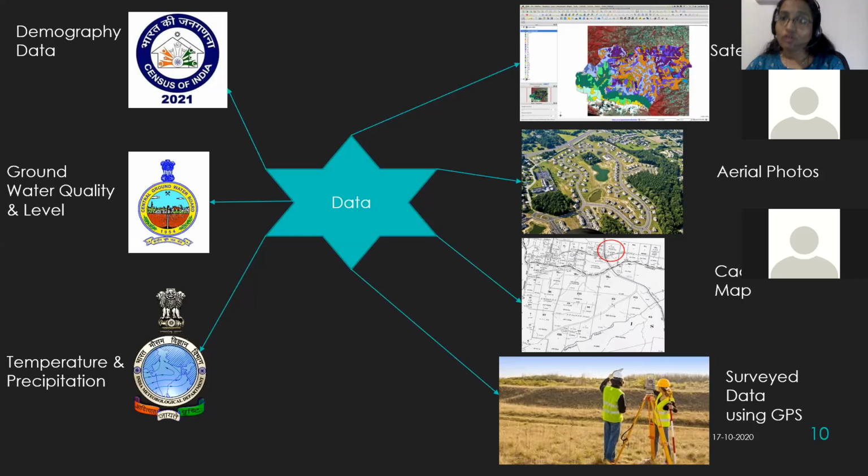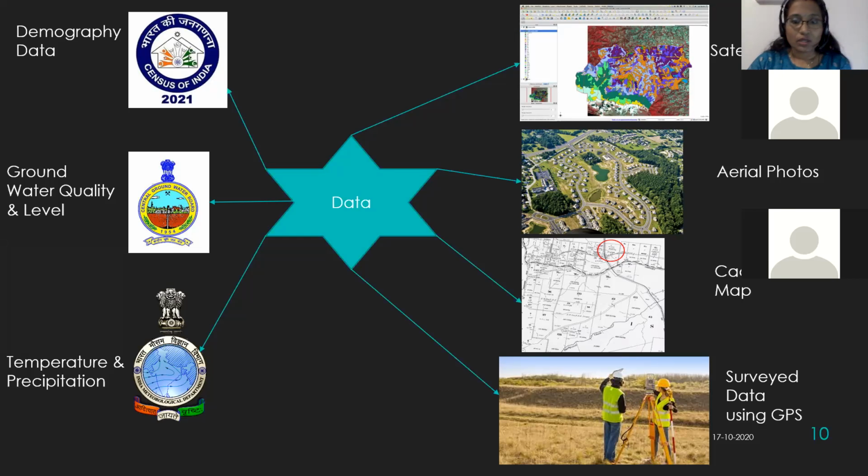You can also get data from aerial photography, using drones or helicopters, where they fix a camera on the bottom side and capture it. And cadastral maps, and from GPS also you can get the data of your particular area. So this is about the data.